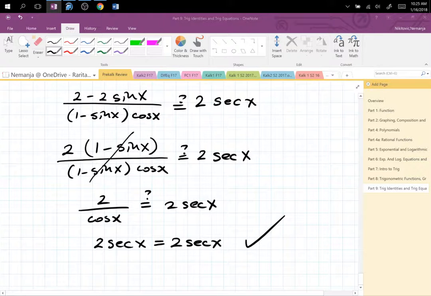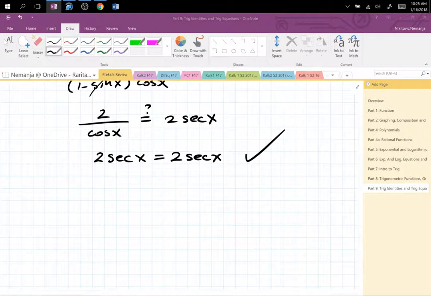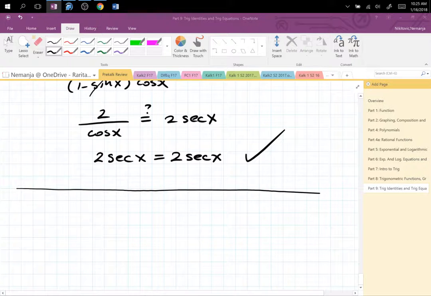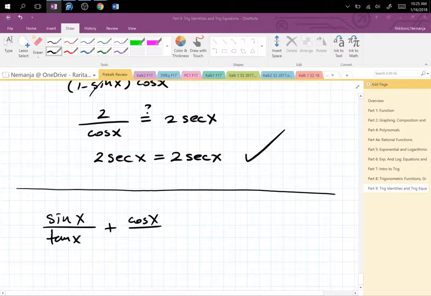And just for a practice, I'll give you one to solve. And we'll take a look at it together, and then we'll go for a break. So how about here? They say sine x over tangent x plus cosine x over cotangent x is equal to sine x plus cosine x.